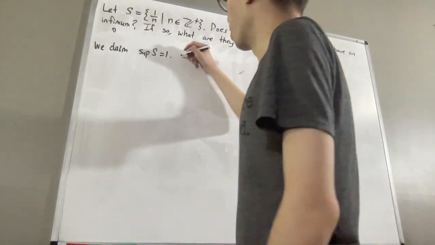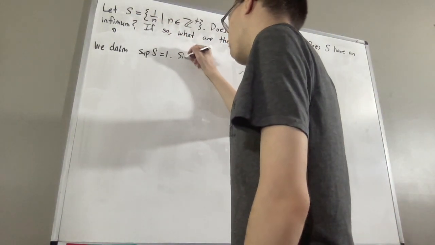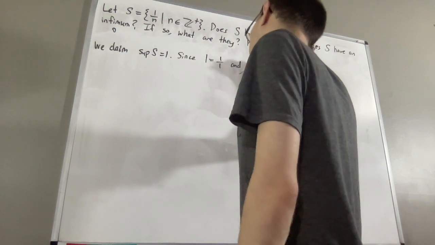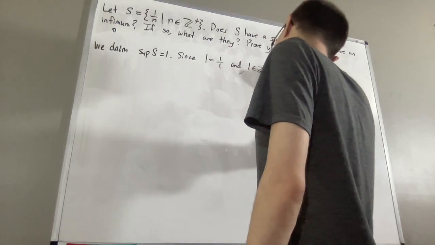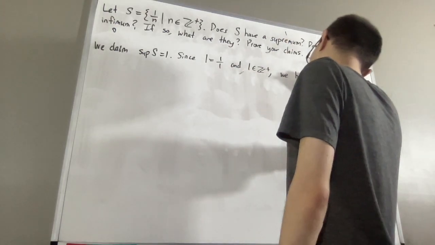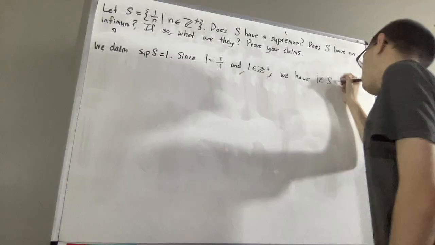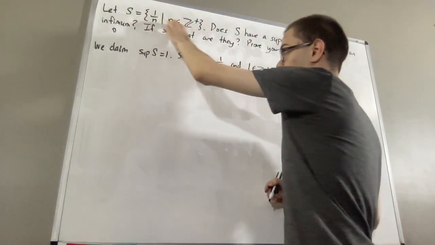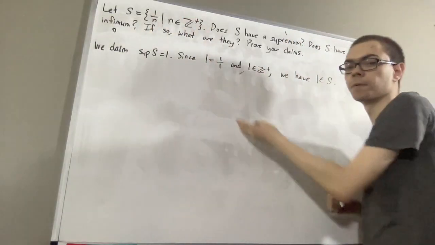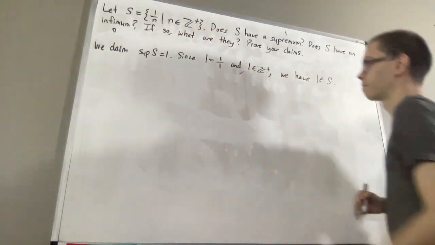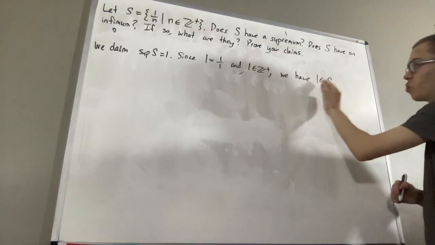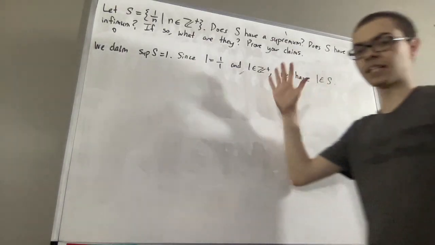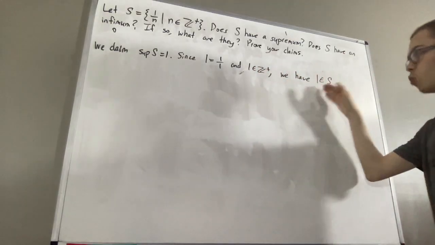Well, we know that 1 is an element of S, since 1 is equal to 1 over 1, and 1 is a positive integer. Well then, 1 is an element of S. Right? 1 can be written in the form 1 over n for some positive integer n. Just take n to be 1. 1 is an element of S. But now, to see that 1 is the largest element of S, we want to show for every x in S, x is less than or equal to 1.